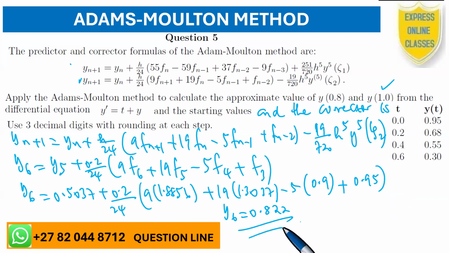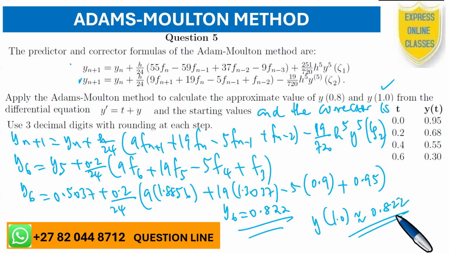0.822. And therefore, this 0.822 means that we have y at 1.0, and y at 1.0 is 0.822, which is the correct value at 1.0. Okay, we've had a fair chance to look at the Adams-Moulton and how this Adams-Moulton method is used by and large in a wide range of problems. Right, and so we continue.